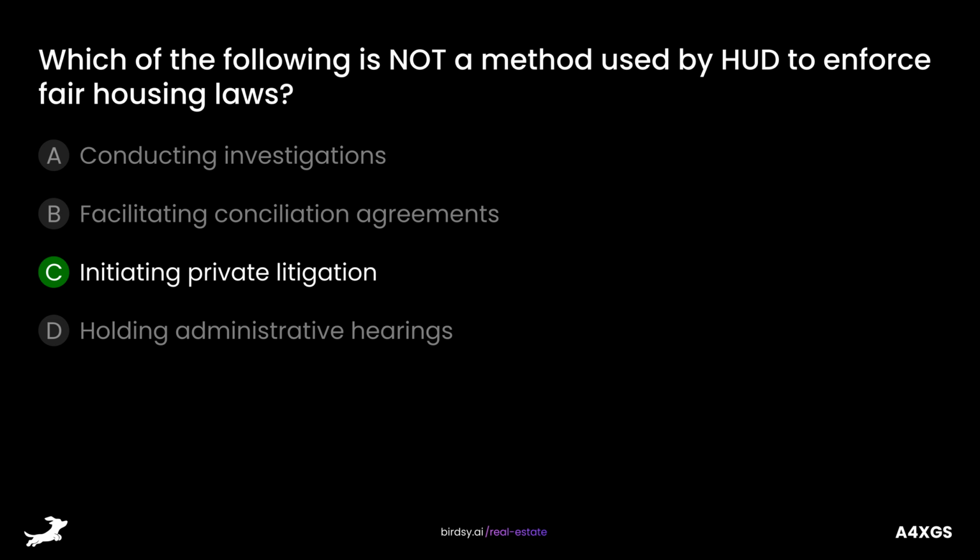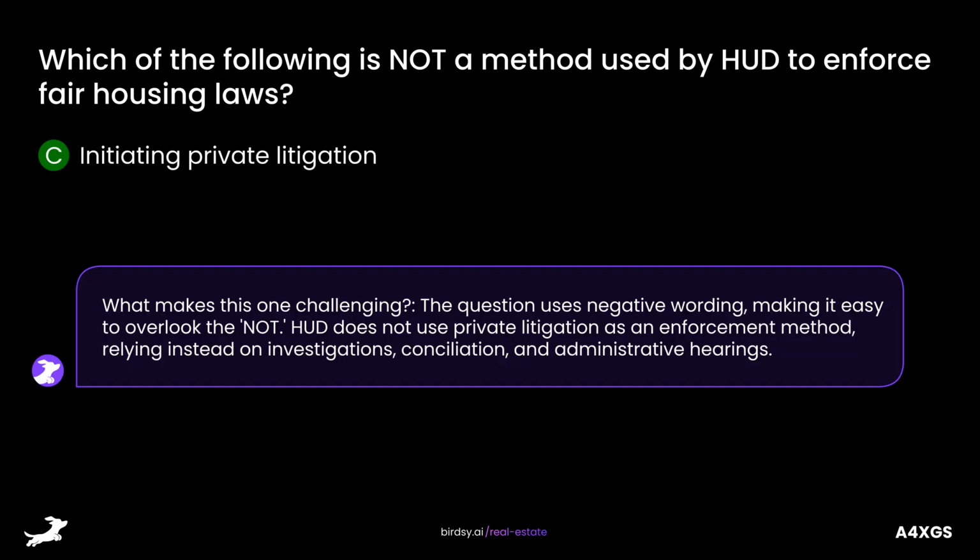The answer is C, initiating private litigation. What makes this one challenging? The question uses negative wording, making it easy to overlook the not. HUD does not use private litigation as an enforcement method, relying instead on investigations, conciliation, and administrative hearings.